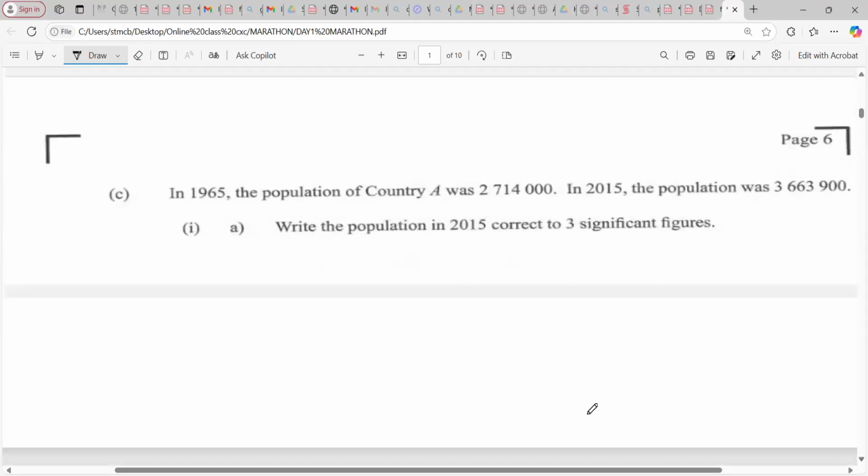All right. This one now, we say in 1965, the population of country A was 2,714,000. In 2015, the population was 3,663,900. Write the population in 2015 correct to 3 significant figures. So let's do something now with significant figures. Try that one, guys, and then we can discuss it.